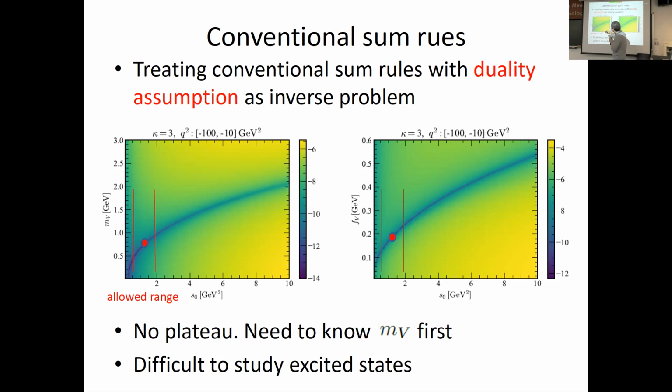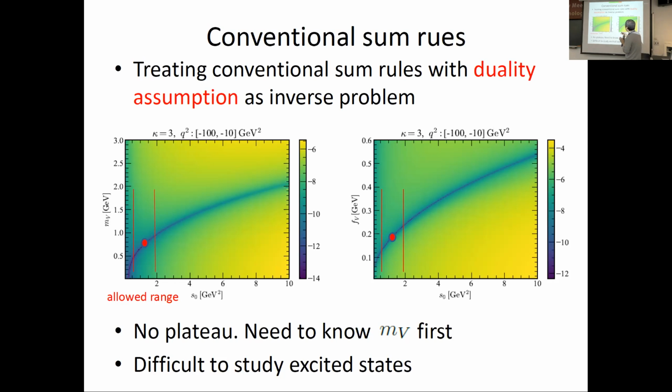You don't see a plateau. So this confirms that you need to know the answer first. Because S0 exists in this range, the ground state mass can go from 0.5 to about 1. Suppose we know the rho meson mass is around 0.8, located here. Then we find the S0 value is around 1.3, and we can read off the decay constant from S0 equal to 1.3, which is about 1.18. Then we know that the data is about 0.21. So this shows that if you apply too strong an assumption, you won't get the physical result.